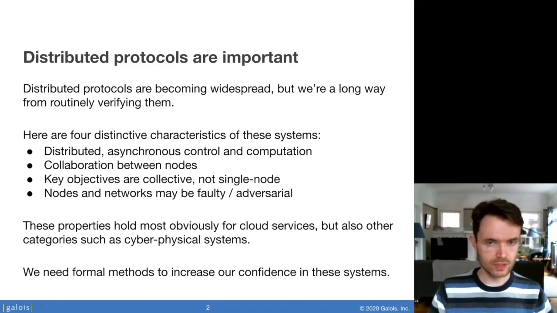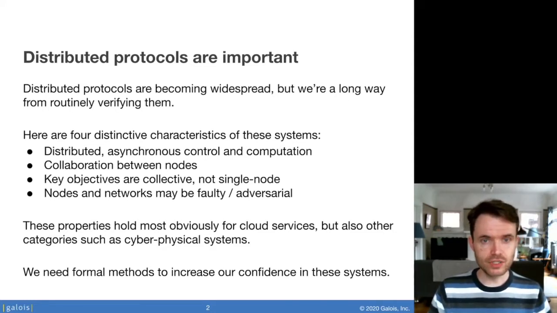Here are 4 characteristics I'm particularly interested in when I talk about distributed systems. First, control and computation is distributed amongst many asynchronous nodes. Also, the nodes have to collaborate to achieve a shared objective. As a result, the most important correctness properties concern the whole system, not the behavior of individual nodes, and the node and network may be faulty or even adversarial.